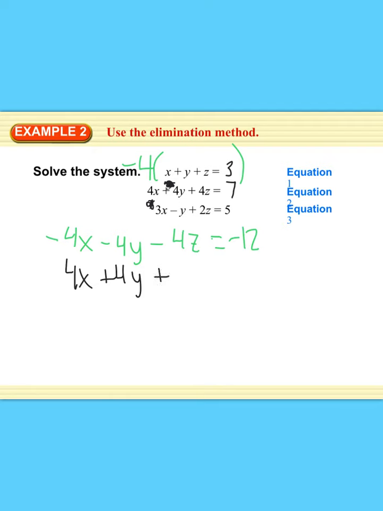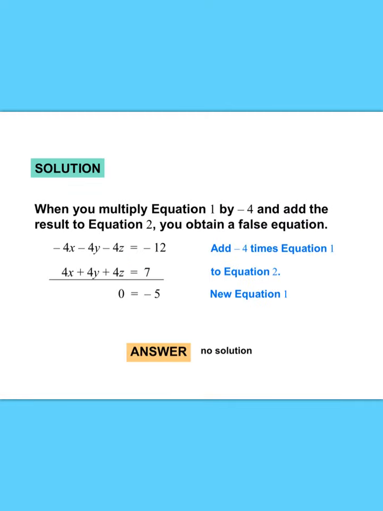And if I added these two together, well, my x's cancel out, and so do my y's, and so do my z's. So I'd get 0 equal to -5. And since this is a false equation, we have no solution, as you can see here.